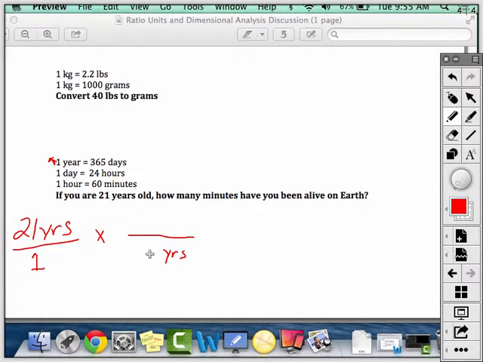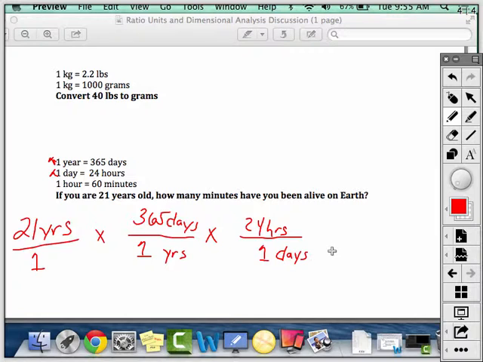Well, it's right here. 1 year is equal to 365 days. We're assuming no leap years, that they don't exist. Okay. Now, I don't want to know how many days I've been alive. I want to know how many minutes I've been alive. So in one day, there are 24 hours. So I want to cancel out days. So I'm going to put days on the bottom. And in one day, there are 24 hours.